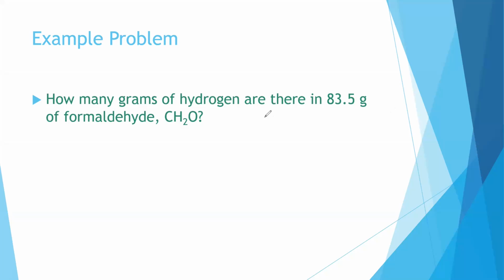And to save time, we calculated this earlier. Percent by mass of hydrogen was like 6.7%. So you can use that because we already calculated it.